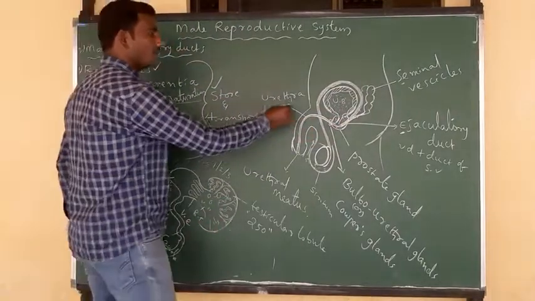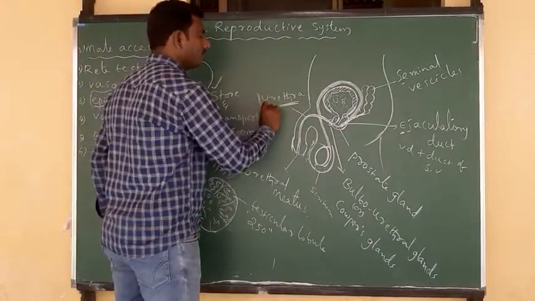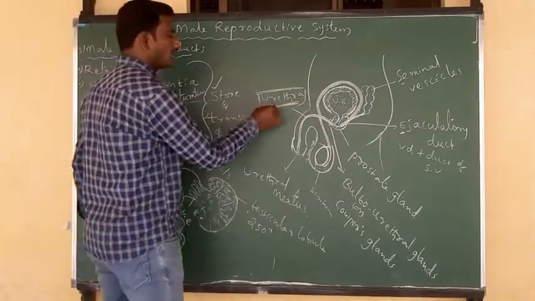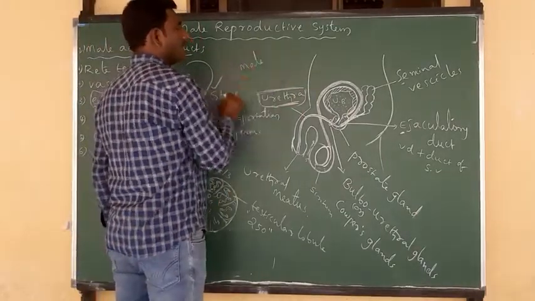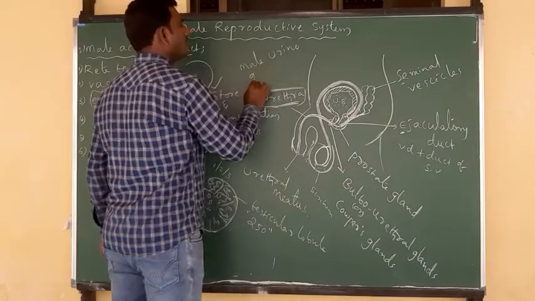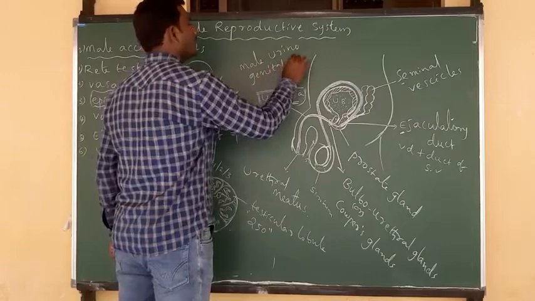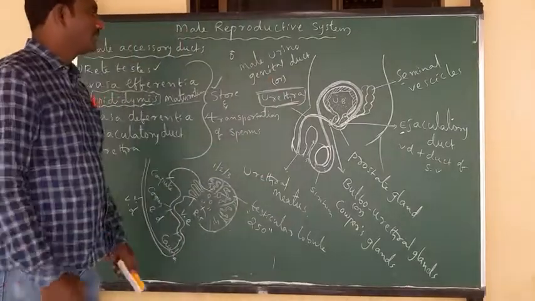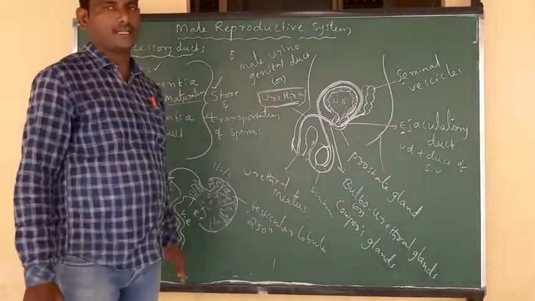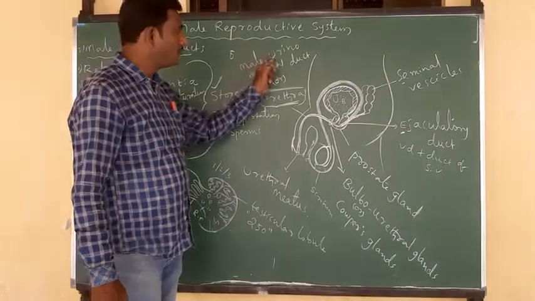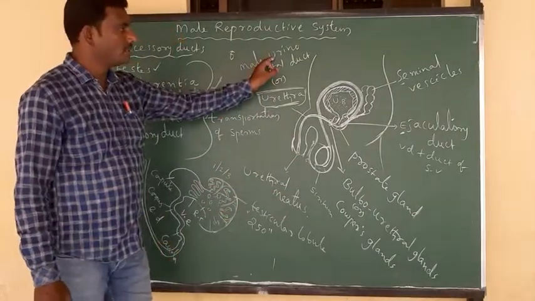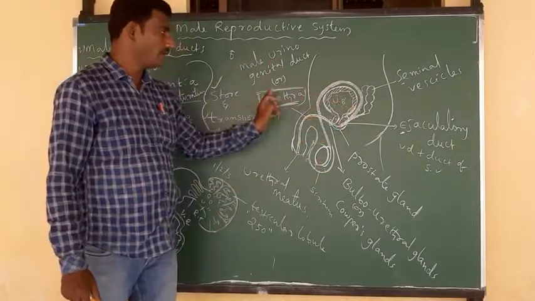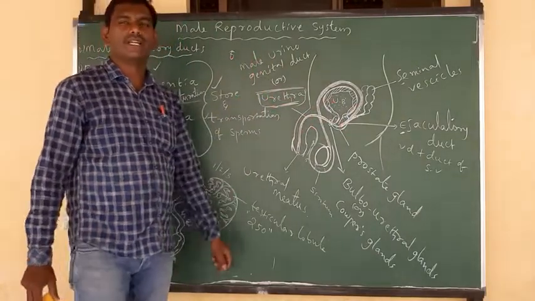That's why this urethra is commonly called, especially in the case of males, the male urinogenital duct. This type of arrangement is present only in male organisms, male human beings. Why is it called the male urinogenital duct? Because it receives the urinary duct, along with this it receives the genital ducts. That's why it is called a male urinogenital duct.